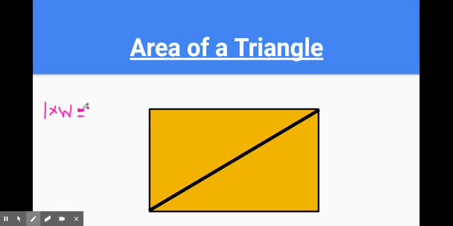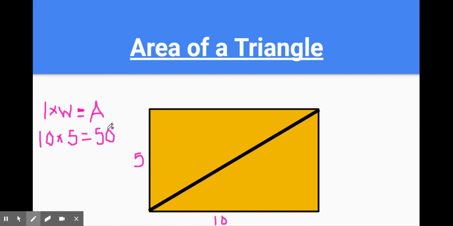Okay, so let's say we had 10 times 5, that the length was 10 of this rectangle and the width was 5. Okay, so let's say 10 here and 5 here. All right, so what's 10 times 5? Yes, good job. 10 times 5 is 50.